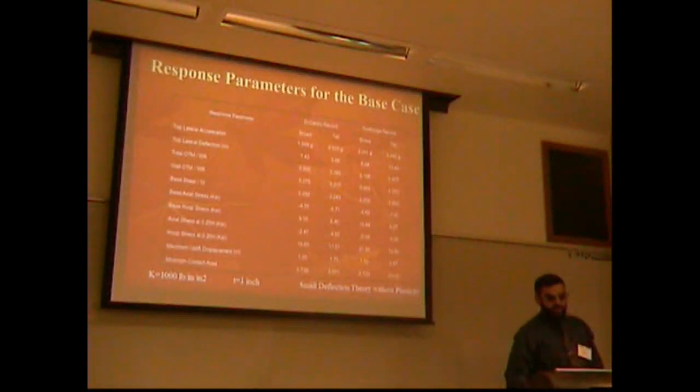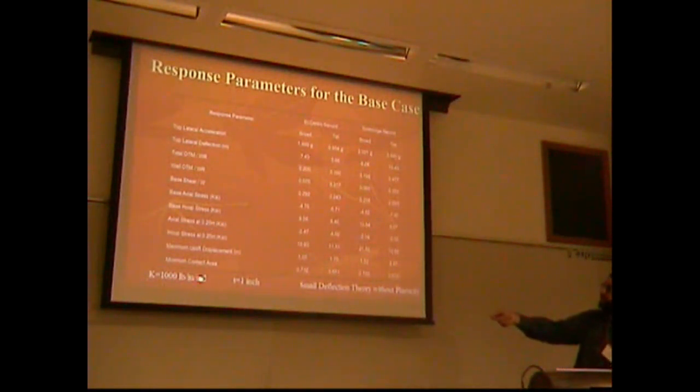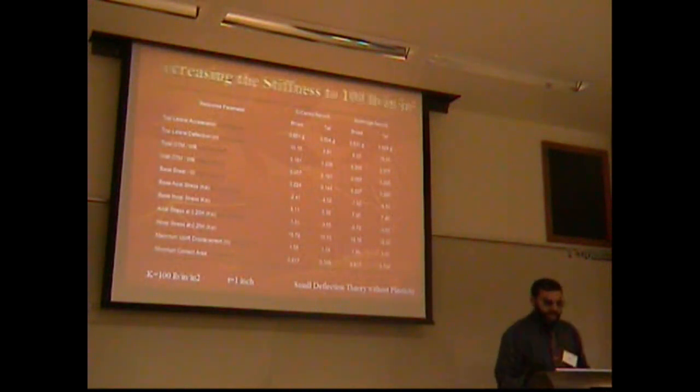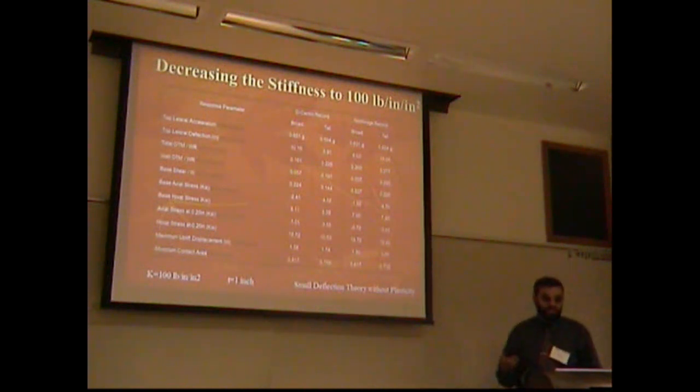All right. Now, this is the base case where we have linear stiffness of 1,000 pounds per inch squared. We have 1 inch of base plate thickness, small deflection theory without plasticity. This is the base case. And this is when we decrease the stiffness. What happened when we decrease the stiffness?